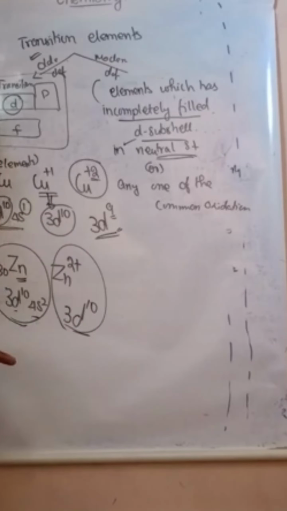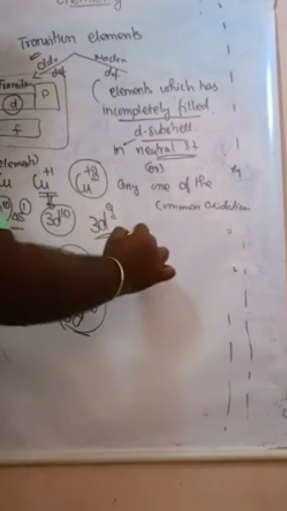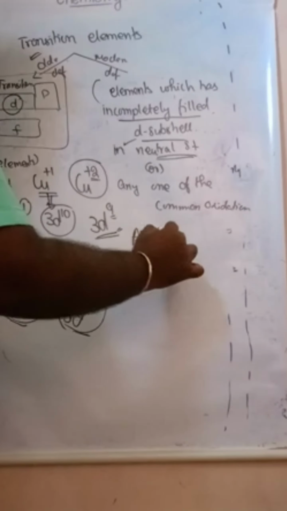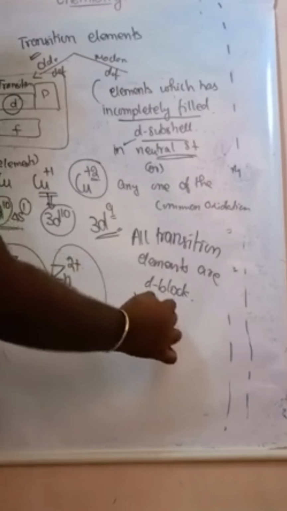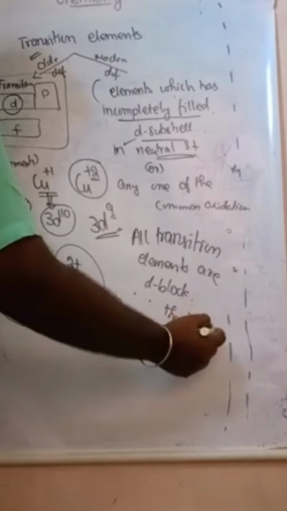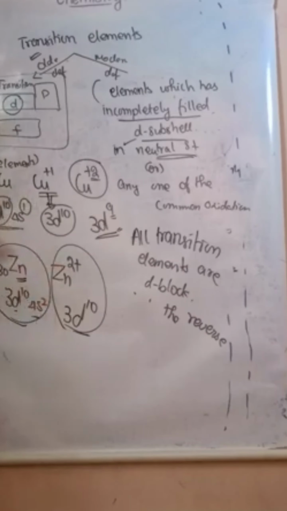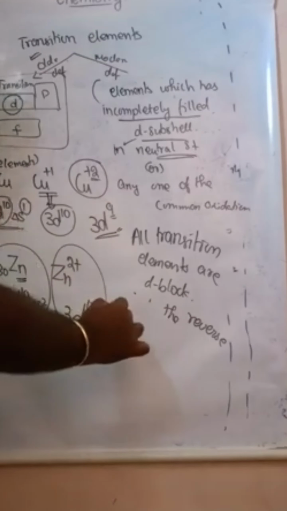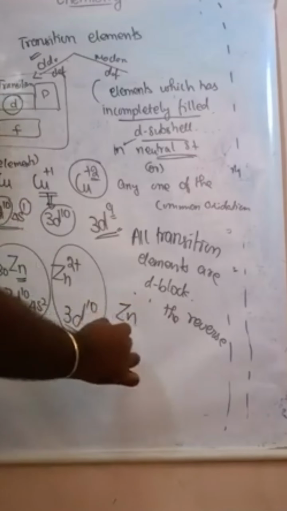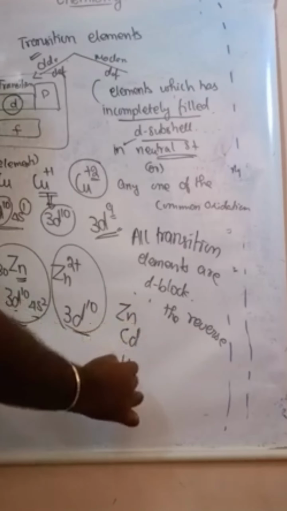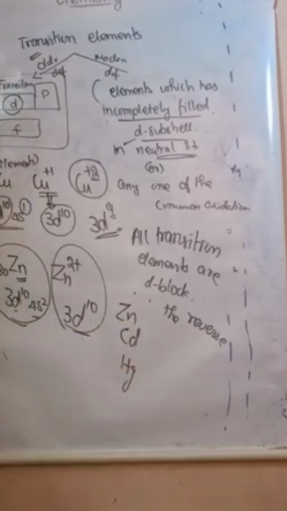But zinc is a d-block element. So what information are we getting? All transition elements are d-block elements, but the reverse is not true. What does it mean? All d-block elements are not transition elements. Zinc is a d-block element but not a transition element, because for zinc the 30th electron enters 3d. And what elements are present in the zinc group? Zinc, cadmium, mercury.